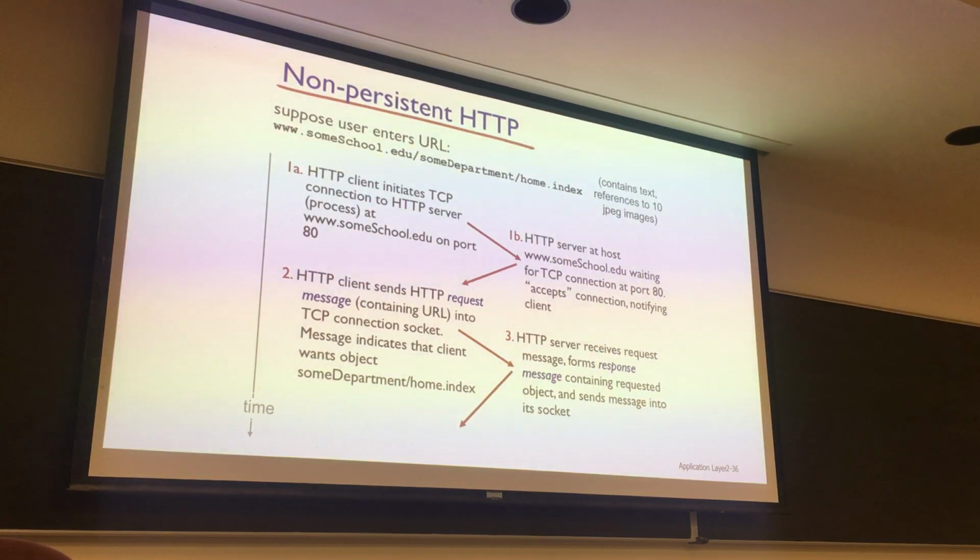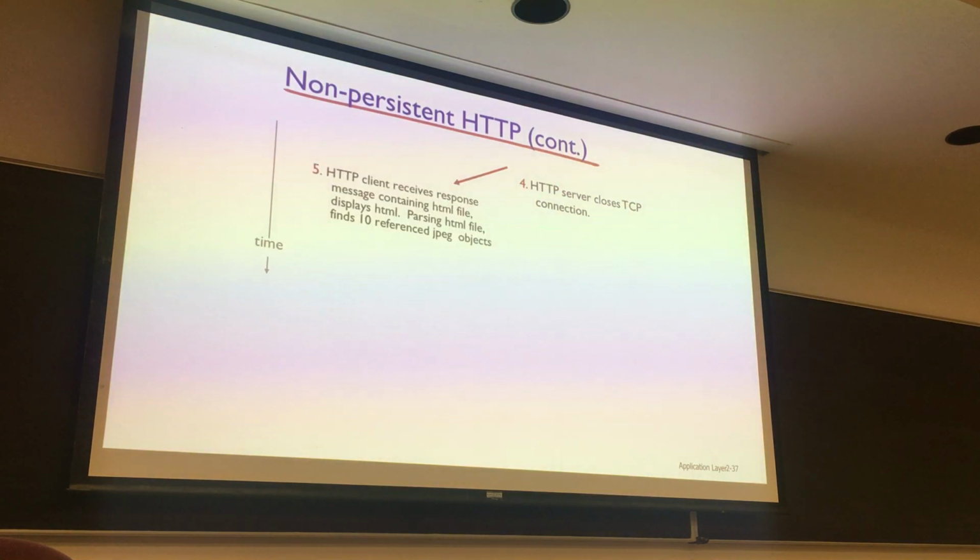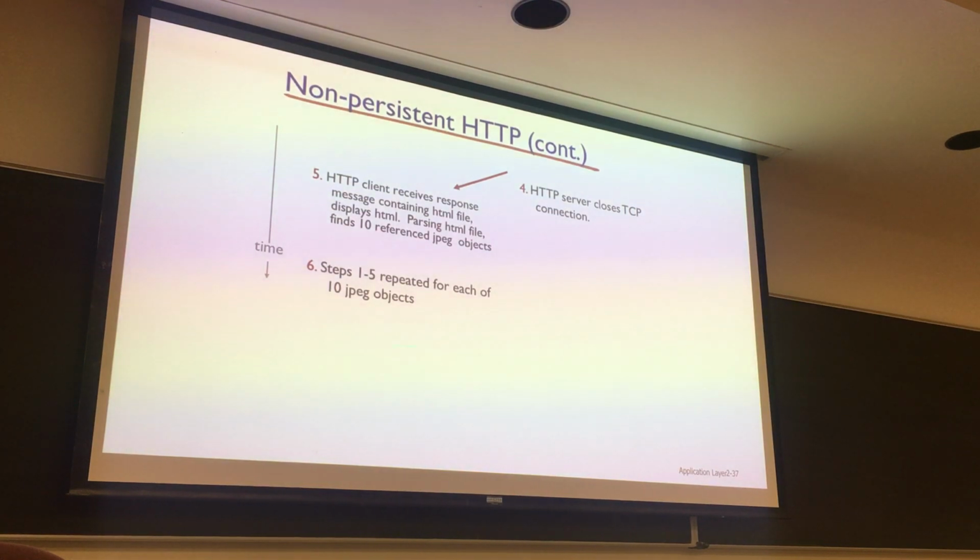After you receive this message, the server closes the connection, and then the browser parses this HTML file, and finally finds the 10 referenced JPEG objects. So now you have to repeat steps 1 to 5 for all these 10 JPEG files. Of course, you can do this in parallel. You just create 10 parallel HTTP connections.